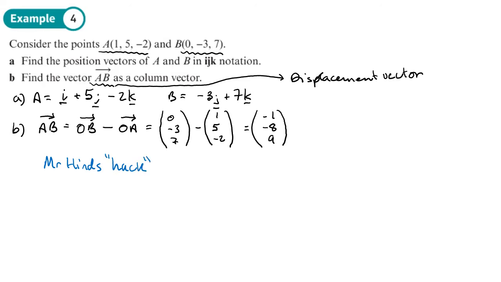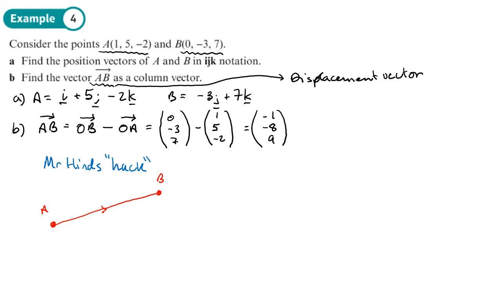Right, my hack is this, and it's sort of common sense in a way. If I want to find out how to get from, let's draw a little diagram, let's say I've got point A and I've got point B here, and I want to know how to get from A to B.